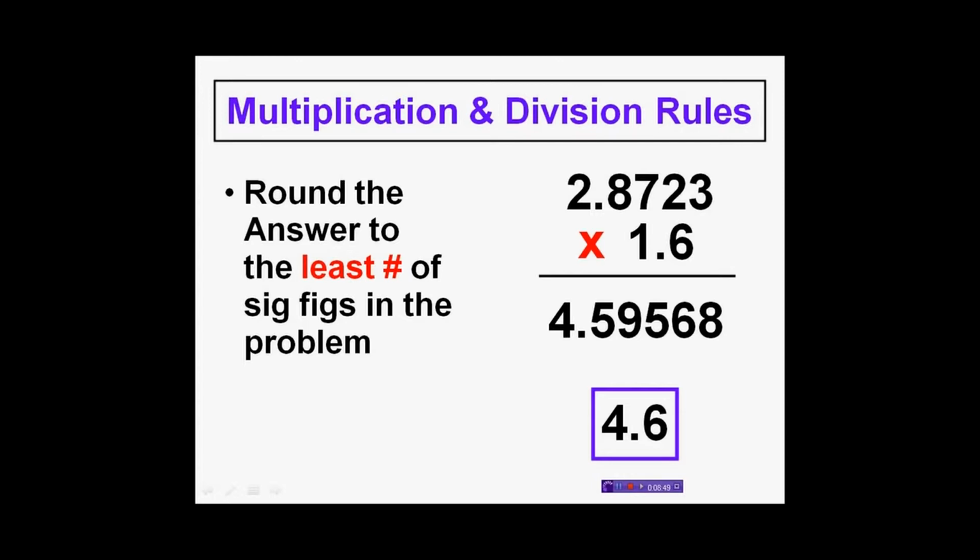In multiplication and division, we're just going to highlight this. In the problem, I want to identify which of my numbers in the problem has the fewest significant figures. Let's check this out. So over here, 2.8723.